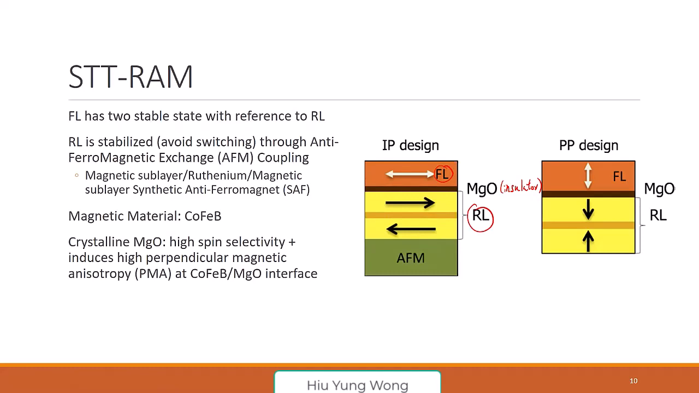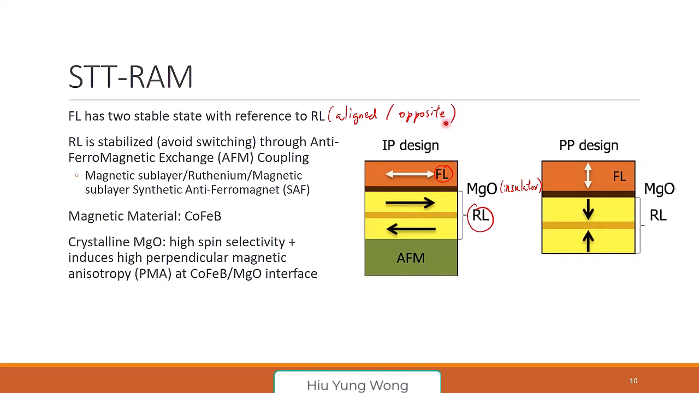Why does it make it so complicated? Because they want to stabilize the reference layer. We won't go into the details, right? But first of all, the free layer is changed by referring to the reference layer. So they align in the same direction or opposite. That is how we store the information.